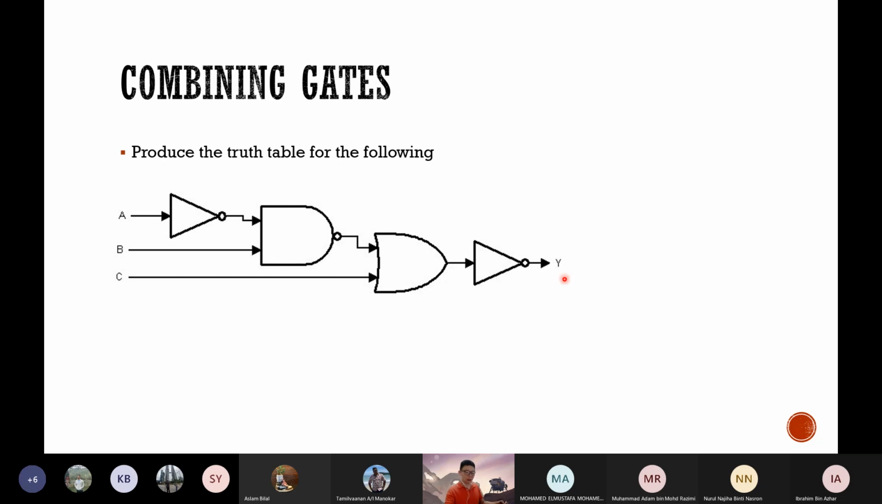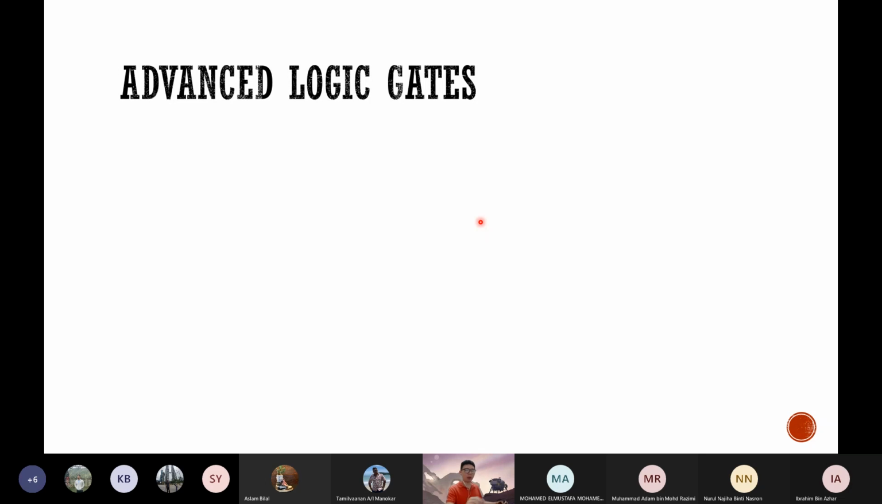Okay, so let's continue from where we left off. Today we are going to discuss advanced logic gates, and then we'll conclude this topic. In the last class, we discussed basic logic gates that consist of the AND gate, OR gate, and NOT gate. So let's talk about advanced logic gates. So what are advanced logic gates? These are a few advanced logic gates.